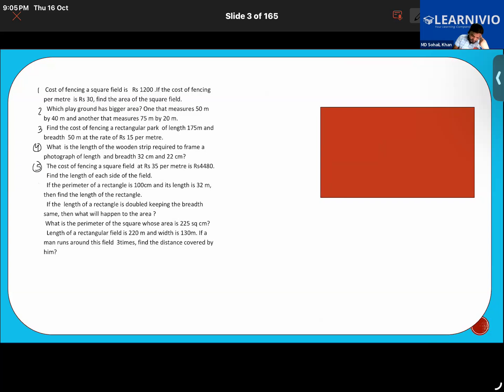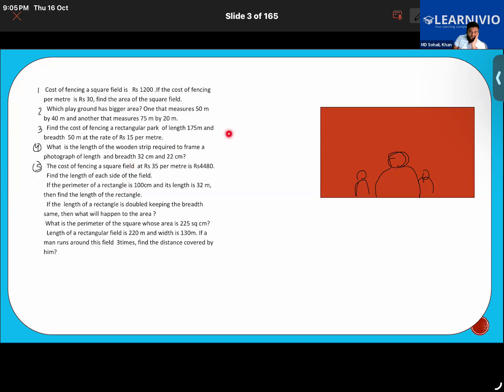Try to solve it. The question says: what is the length of the wooden strip required to frame a photograph of length and breadth 32 centimeter and 22 centimeter? Suppose that this is some photograph. Basically, what needs to be done is we need to frame it with the wood.